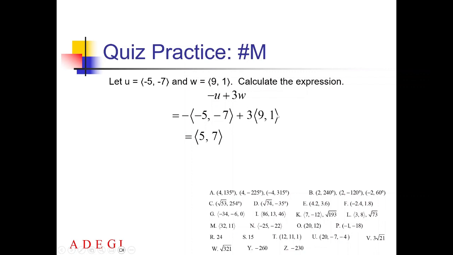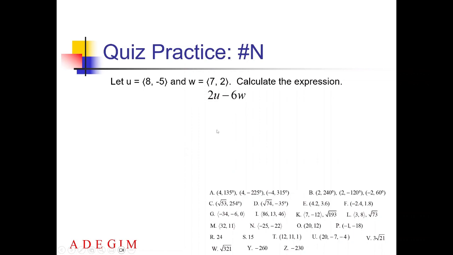Distributing the 3 over here, I can call this 27 comma 3. Now let me just add the x's and the y's. So 5 plus 27 is going to give me 32, comma, 7 plus 3 gives me 10. 32 comma 10 almost matches M, except they have 11 instead of 10, so I'm keeping the M.